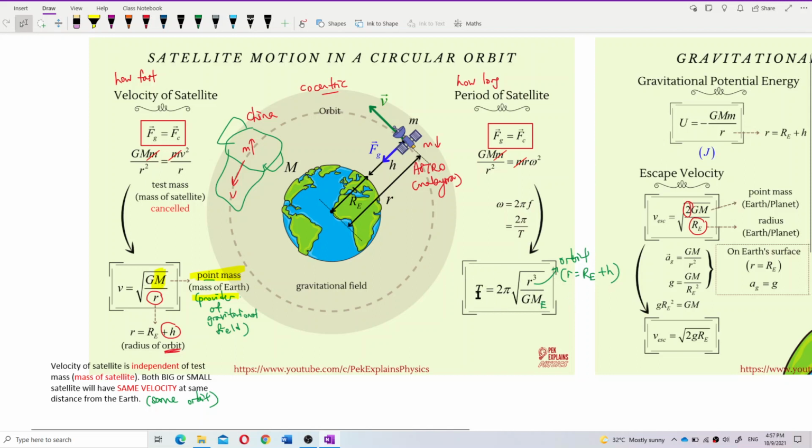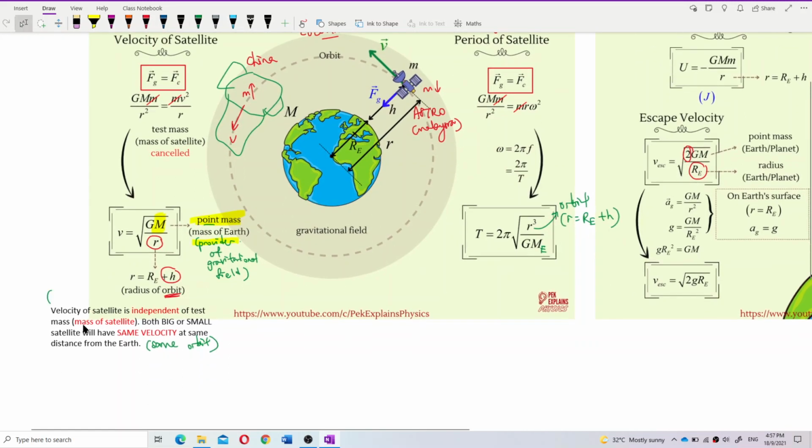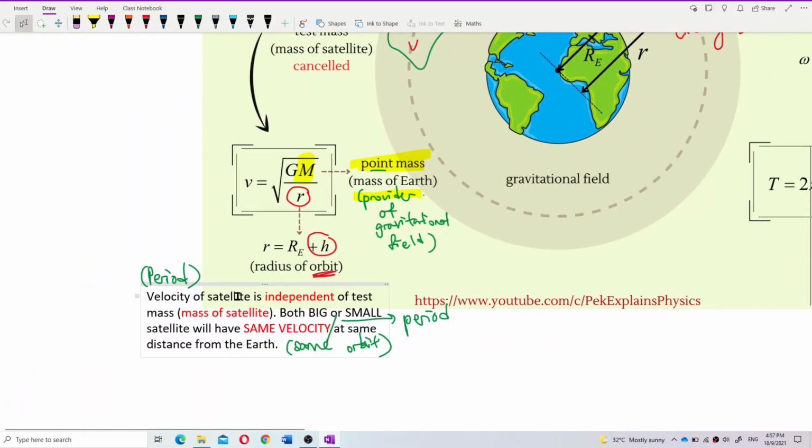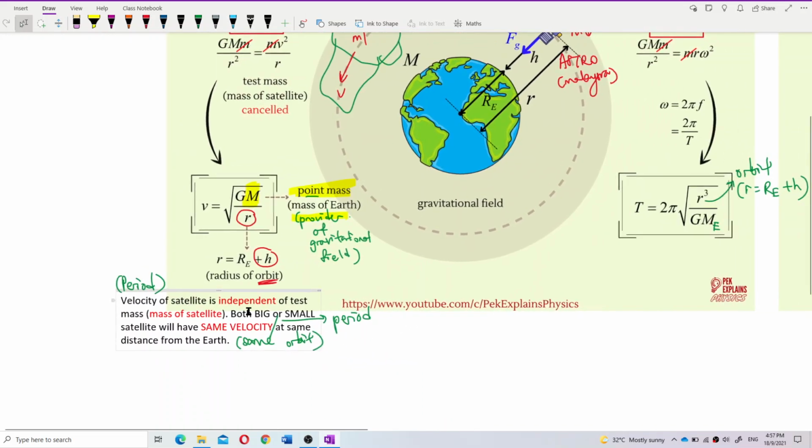Again, the period is also independent. The period of satellite is independent of the test mass. Both big and small satellites will have the same velocity or the same period at the same distance from the Earth, if both satellites are at the same orbit.